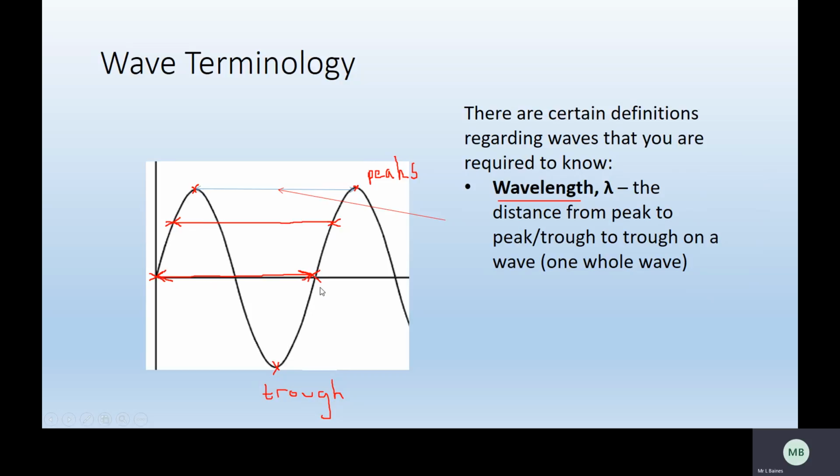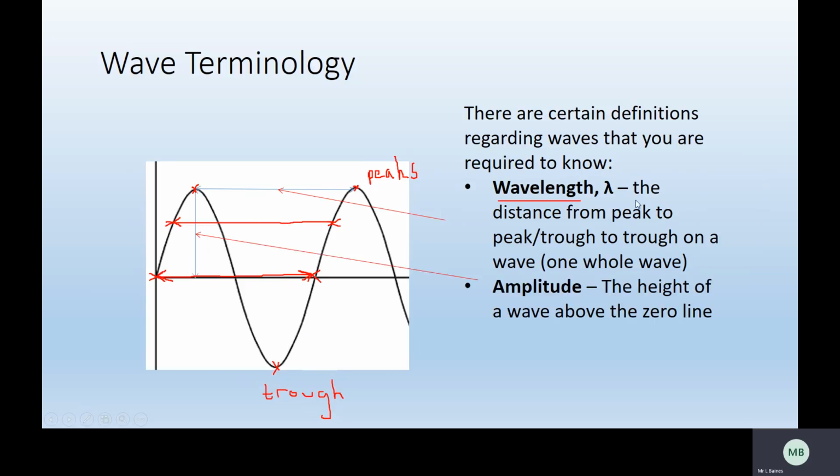So this could be 10 centimeters in total, so the wave is 10 centimeters long, or it could be a millimeter. It could be a very large wave, like a radio wave, which can be multiple meters, so 10 meters or so. Okay, so it's just something to think about as we go. So a wavelength is the length of one complete wave. The other value that I need to know is amplitude. So the height of a wave above the zero line.